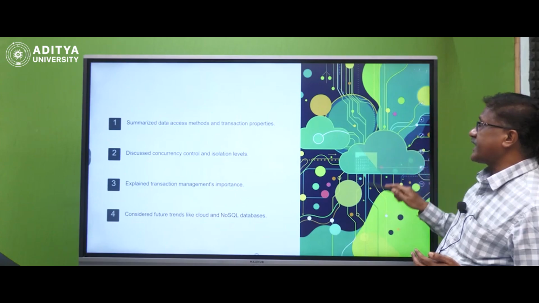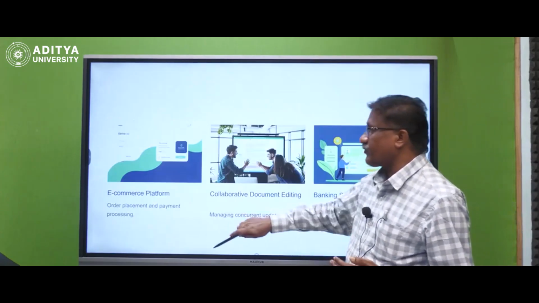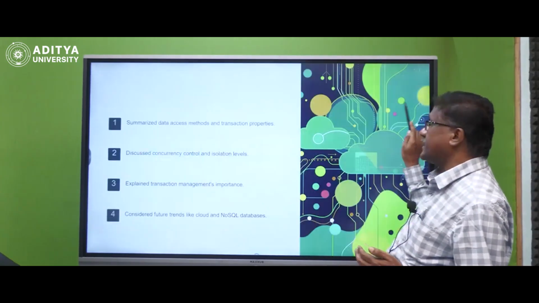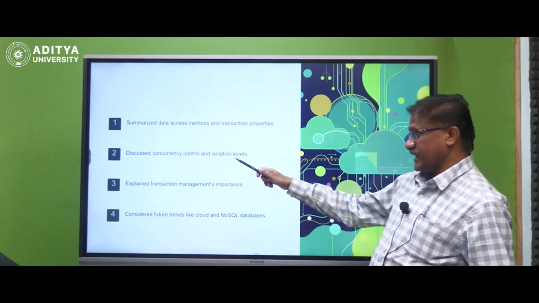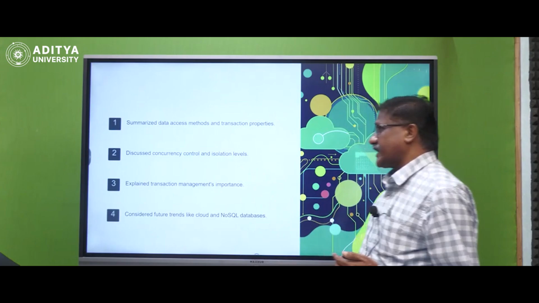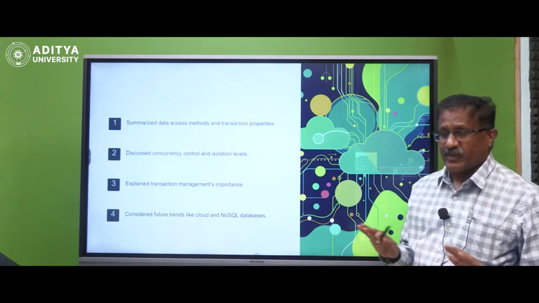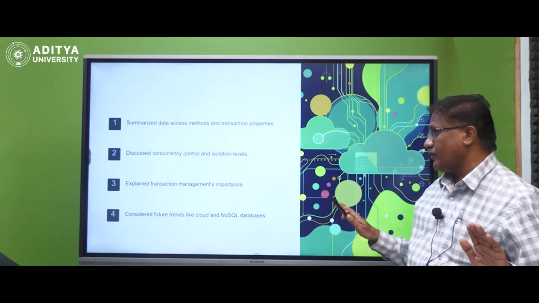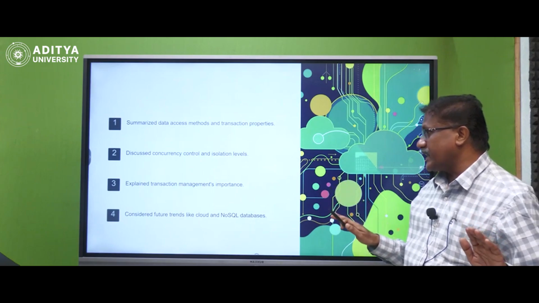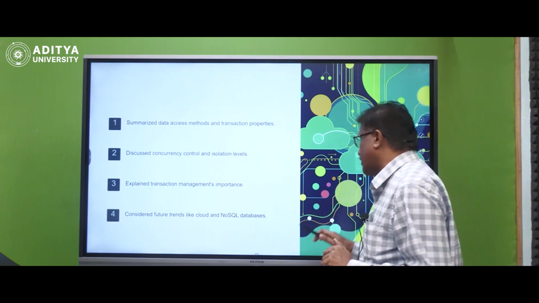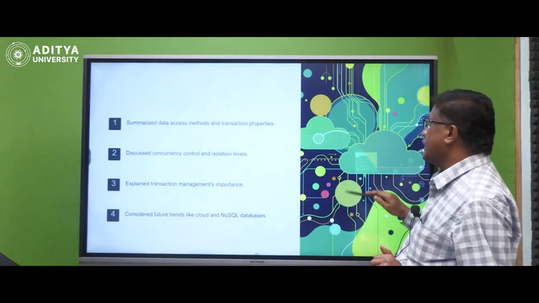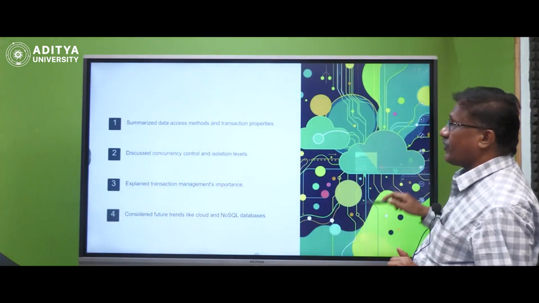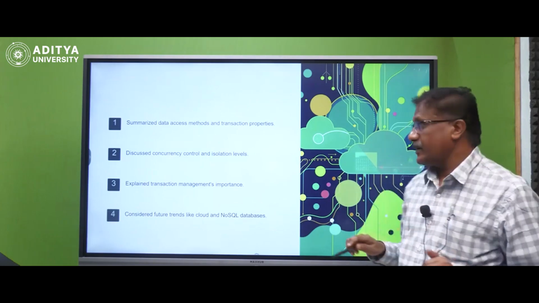When we summarize, there are four points for the summarization. Summarize the data access methods and transaction properties, discuss concurrency control and isolation levels, explain transaction management and its importance, and consider future trends like cloud and NoSQL databases. Now we come to the end of the session, so I am recapping what we have discussed today.